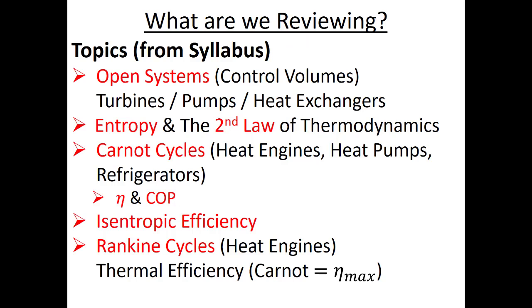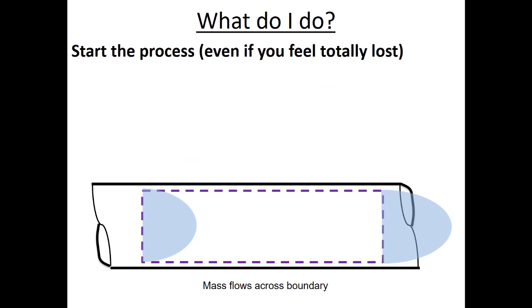So here, we talked about what's on the list of topics that we'll go over for this exam, starting with open systems, entropy, and the second law. So how do we find entropy in different cases? How do we use entropy in the second law equation? We talked about the rate equation for open systems. Then we talked about Carnot cycles, whether they're heat engines, heat pumps, or refrigerators. If they're heat engines, we have a thermal efficiency. But if they are refrigerators or heat pumps, then we have a coefficient of performance. We talked about isentropic efficiency. And then we started to talk about Rankine cycles, which is this idea that we can chain different components together to make a heat engine.